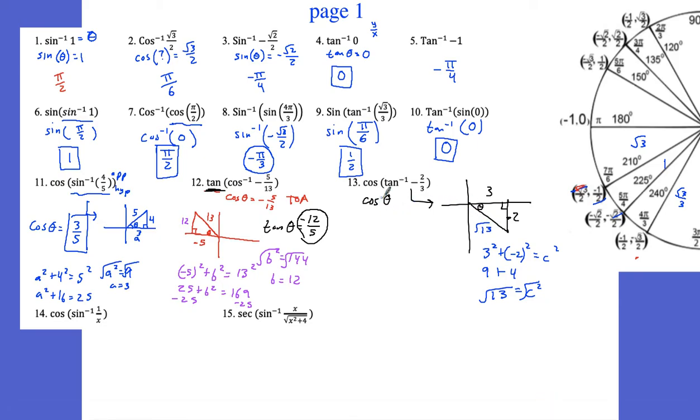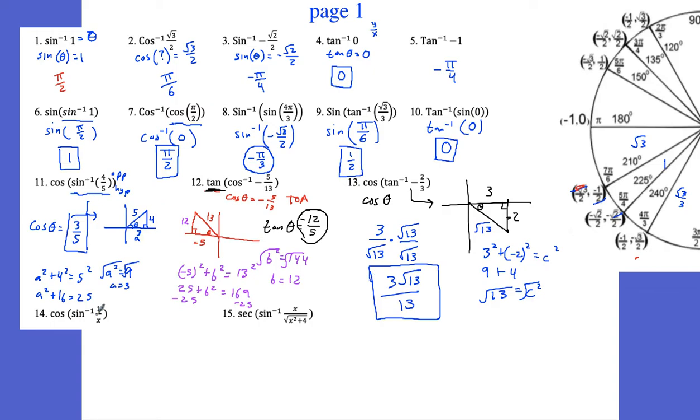And now we simply take the cosine theta, which is adjacent over hypotenuse. So we've got 3 over radical 13, but it's not proper to leave an irrational number in the denominator. So we rationalize that denominator by multiplying by root 13 over root 13. So I have 3 root 13 over 13. That's my final answer for that problem.